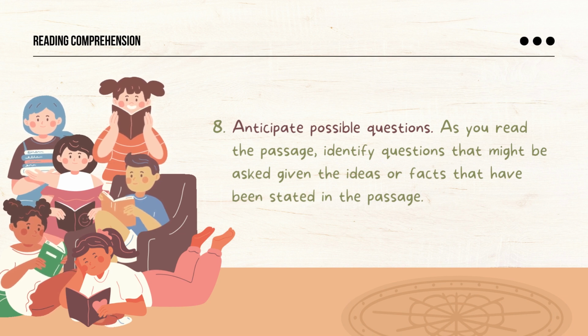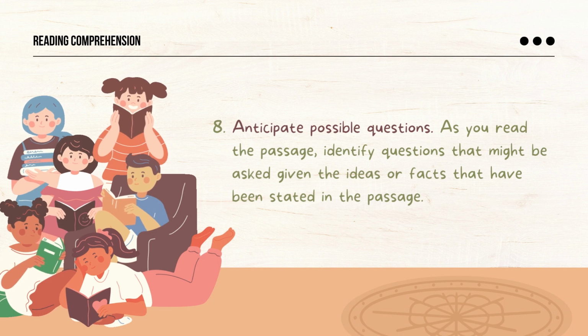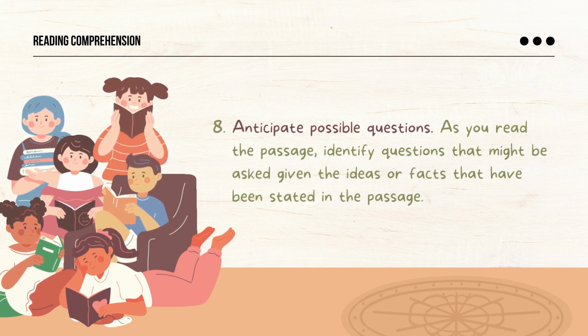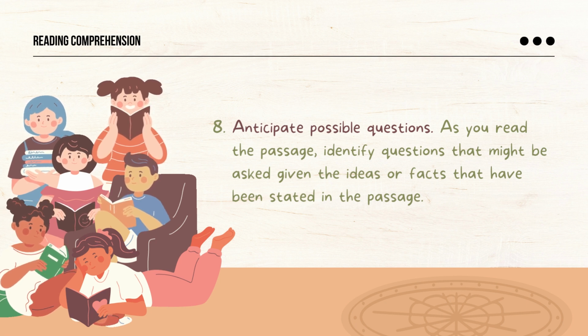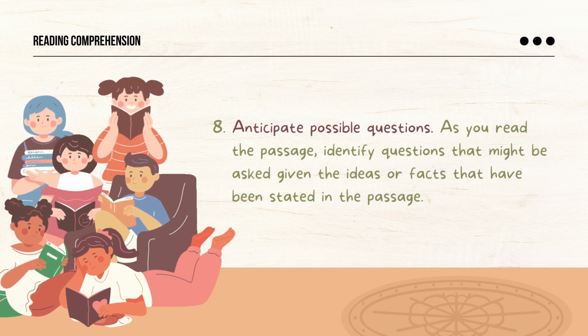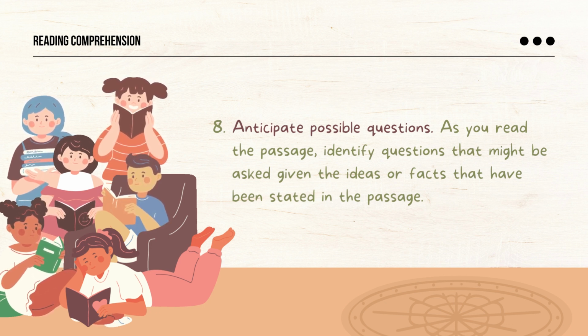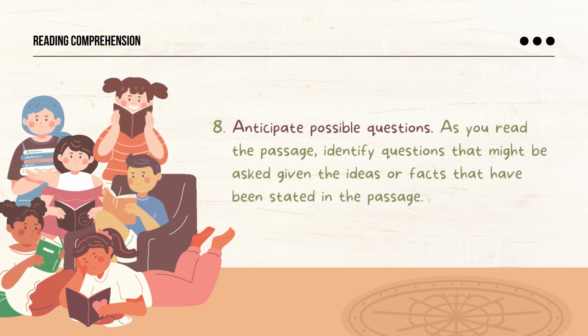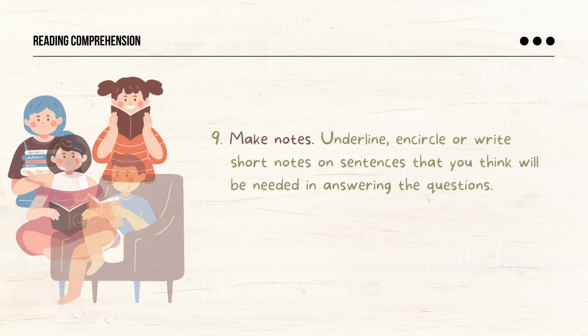Alright, the eighth tip is to anticipate possible questions. As you read the passage, identify questions that might be asked given the ideas or facts that have been stated in the passage. Ayun, most especially the facts. Who, always remember the 5 W's and 1 H. Who, what, where, when, why, and how. Kasi most likely, those questions will be asked.